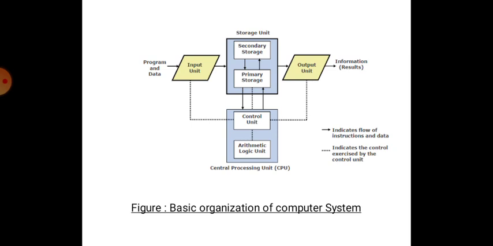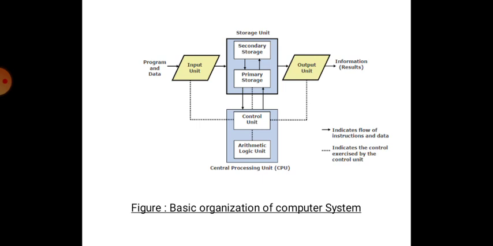control unit. Students, in this you find 5 functional units of computer. One is input unit, another is output unit, third is storage unit, fourth is arithmetic logical unit, and fifth is control unit. The functions of all these we will study.